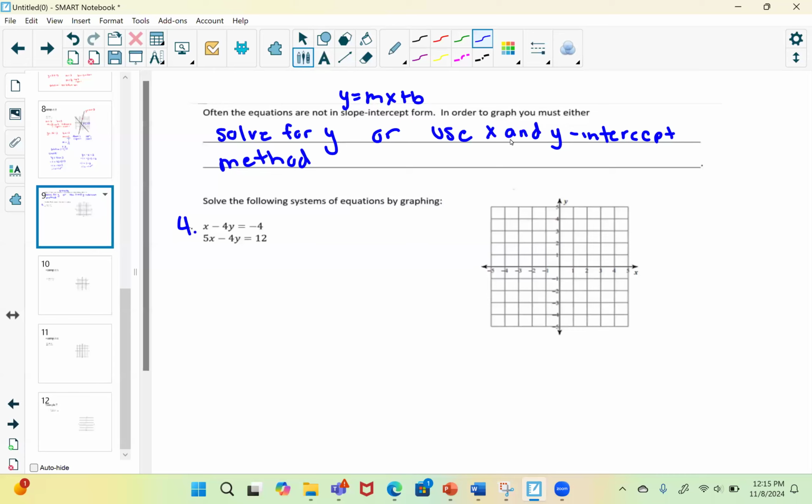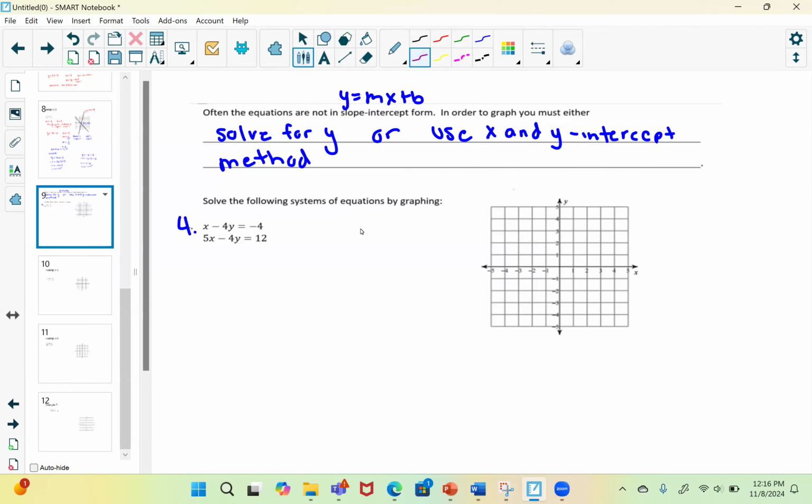The only issue is sometimes when we do the x and y intercept method, you will get a decimal for the intercepts, mostly the x-intercept. And if that happens, then you probably need to go back and solve for y to get it in this format so you can actually graph it. Because you can't really graph it if you get a decimal for an intercept.